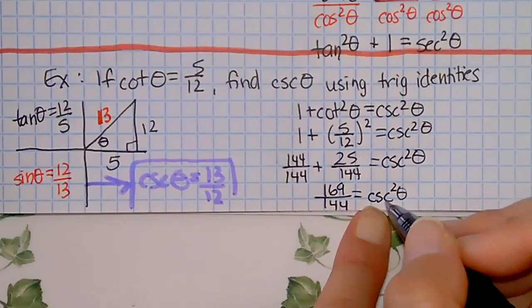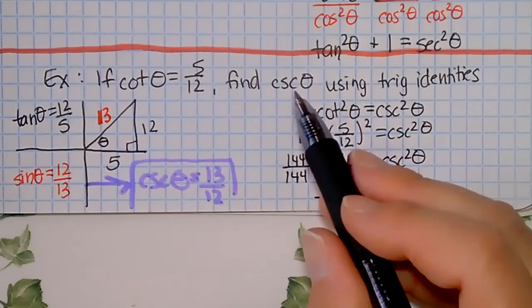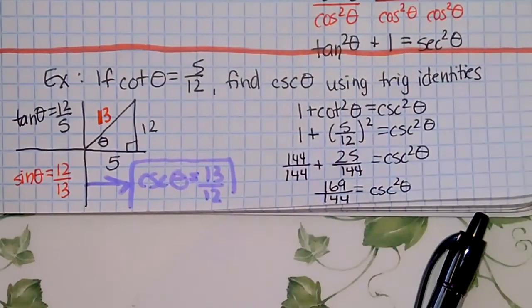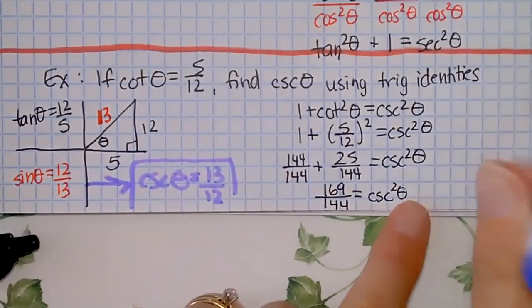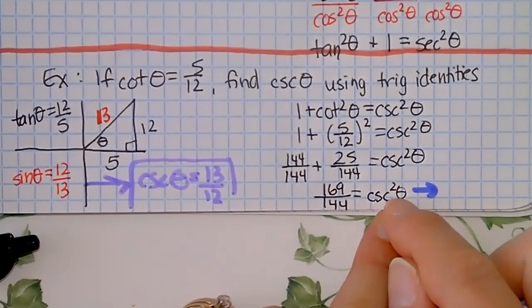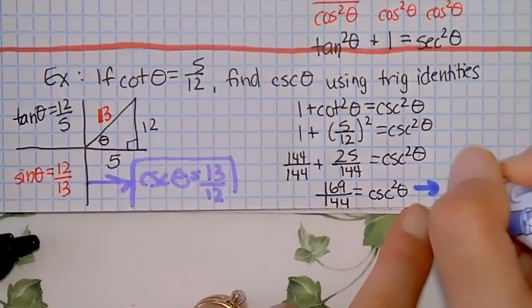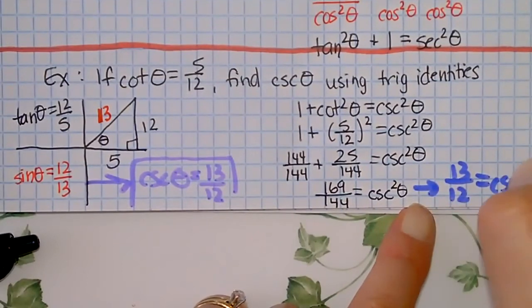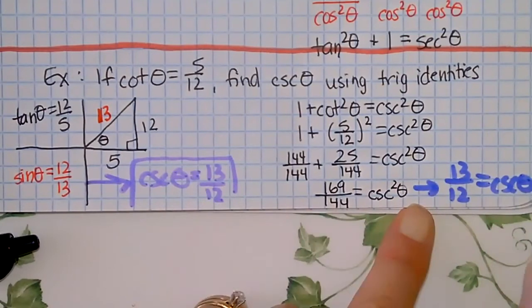So I don't want cosecant squared, I want cosecant. So I'm going to take my cosecant squared and square root that, which gives me cosecant. And I'm going to square root the other side, which gives me 13 over 12. And that's the same answer I got in the other problem.